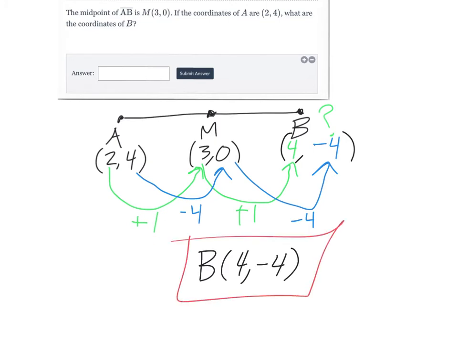That's how I like to approach a problem like this. It's a numerical approach where we look at the pattern. Again, I drew the picture of the segment and marked the points I knew. I went from x to x, found the pattern, which was plus 1, and did it again. From y to y, the pattern is subtracting 4, so we subtract another 4 and we're at negative 4. Let's try another one.